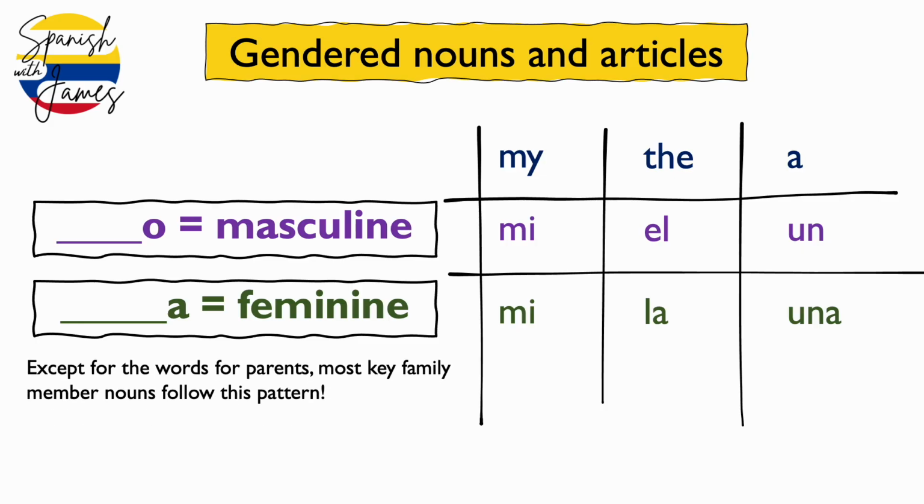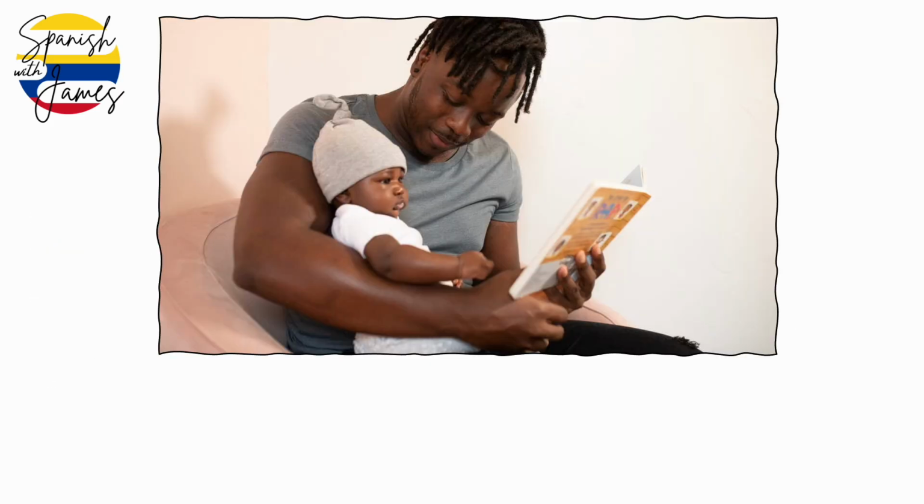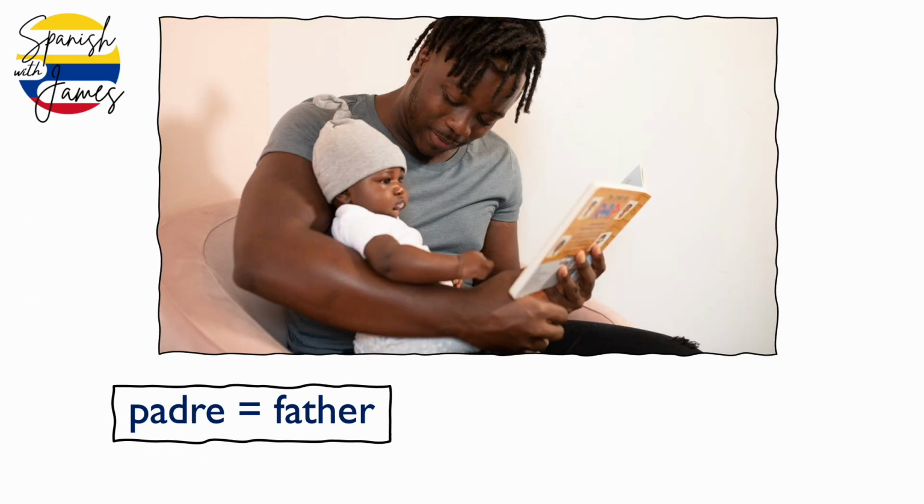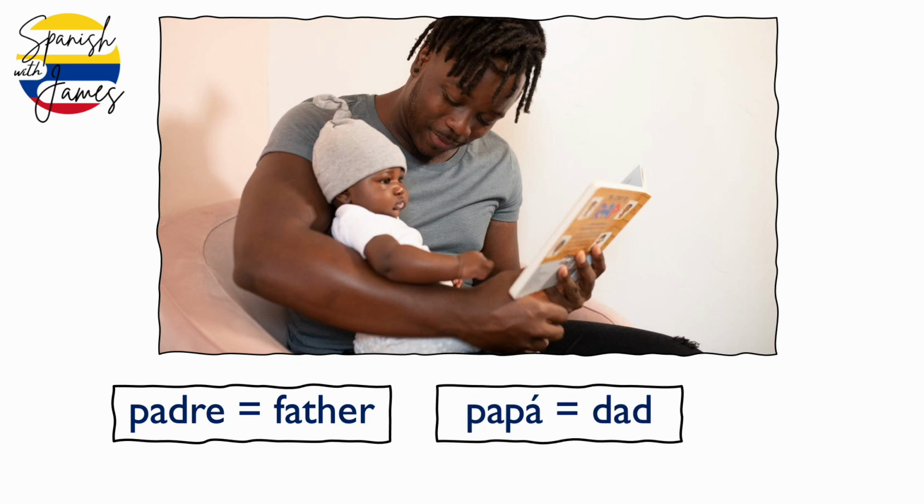And except for the words for parents, most key family member nouns follow this pattern of O ending or A ending. So let's jump in with our first family member. Padre means father. Padre. So if we were to say a father, it would be un padre. The father would be el padre. My father would be mi padre. So padre can mean father or dad, and we've also got this word papá, which can mean dad as well.